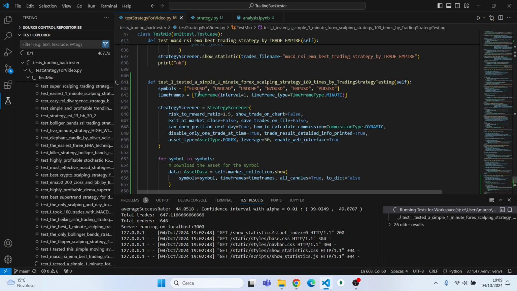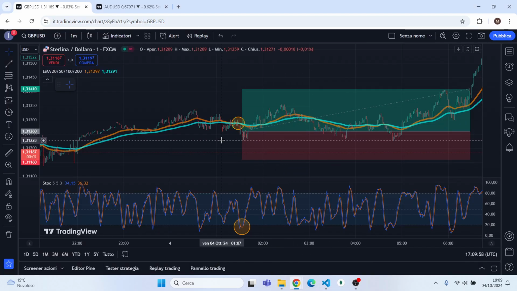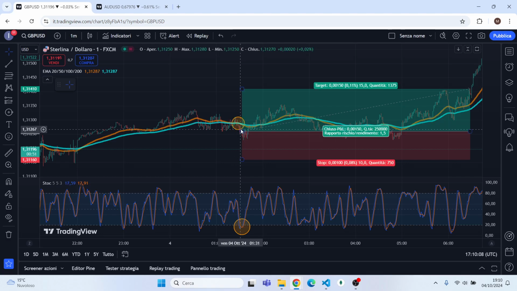So I will backtest the strategy on these Forex pairs and on the 1 minute time frame. So let's see some successful trades. This strategy has only two conditions. Only two. The first one, in order to open a long position, you have to check that the EMA 50 goes below the EMA 100.